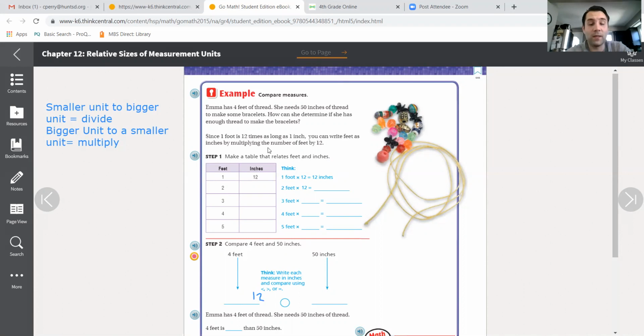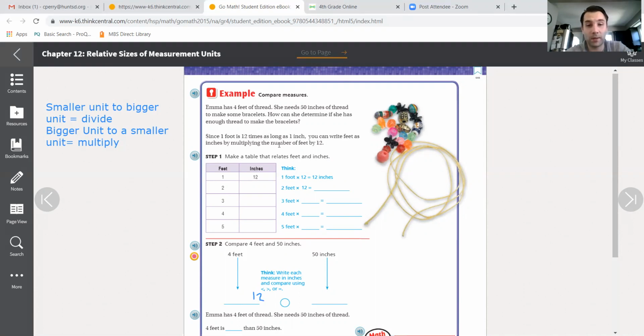Emma has 4 feet of thread. She needs 50 inches of thread to make some bracelets. How can she determine if she has enough thread to make the bracelets? Okay, so using what we know already, since 1 foot is 12 times as long as 1 inch, you can write as inches by multiplying the number of feet by 12.